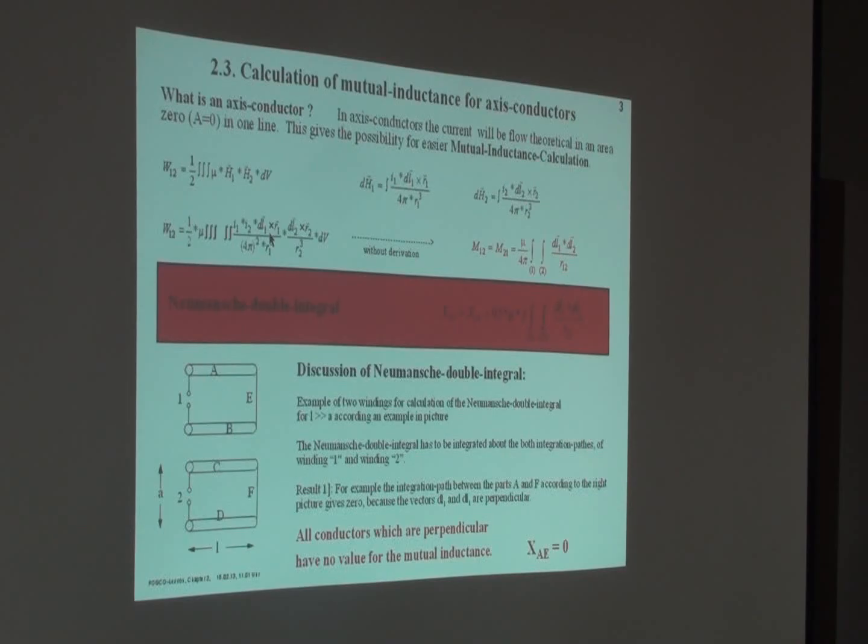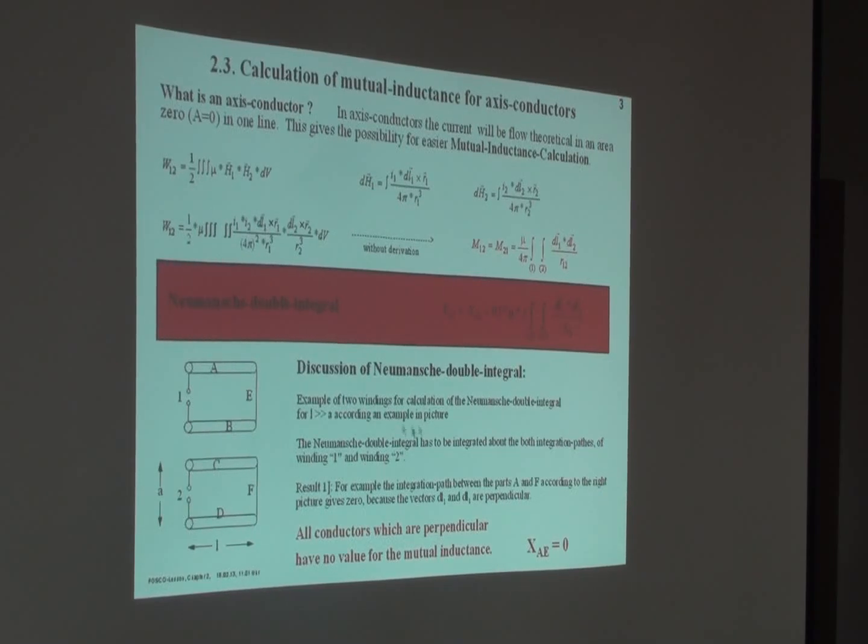Now we calculate mutual inductance for axis conductors. That's easier. What is an axis conductor? An axis conductor is one where the current is flowing in one line with no cross section. For mutual inductance, it's good enough to calculate this with an axis conductor, in most cases, not all. If you put in all this, it is an integral, 1, 2, 3, 5 integrals. That's too much for us.